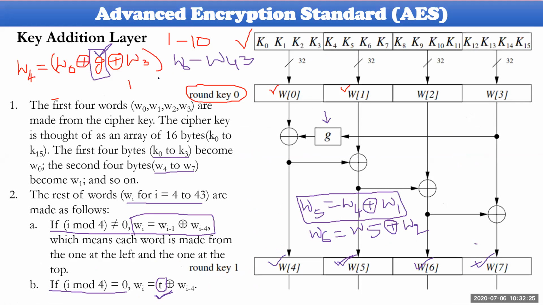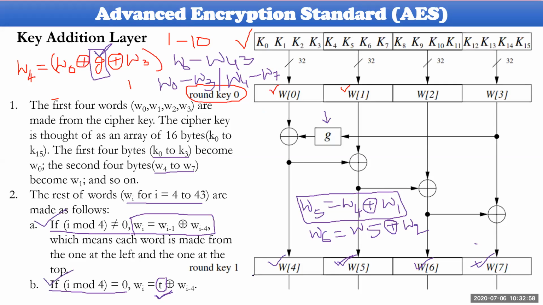Out of these, W0 to W3 cannot be used anywhere else. And how will the sub keys be generated here? W4 to W7 will be the first round key. W8 to W11 will be the second round key, and so on. So things happen like this, and how these will be generated here: these are the two formulae we need to follow.